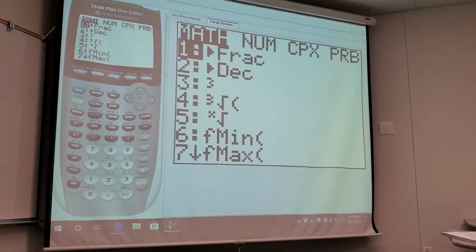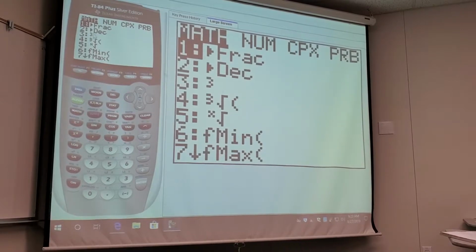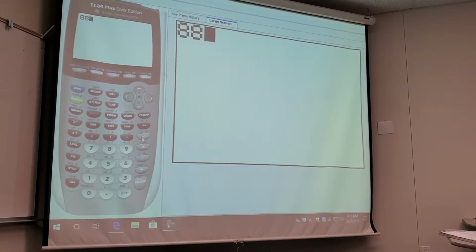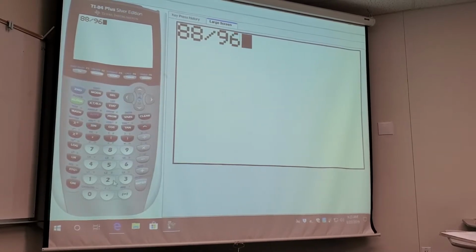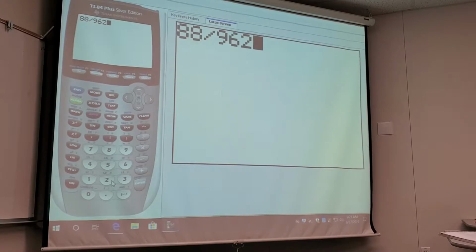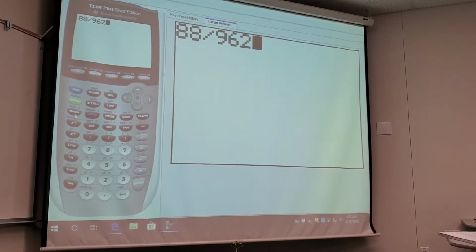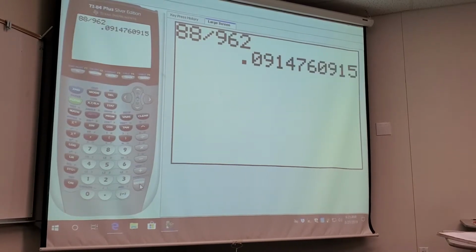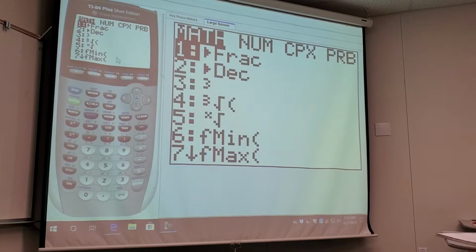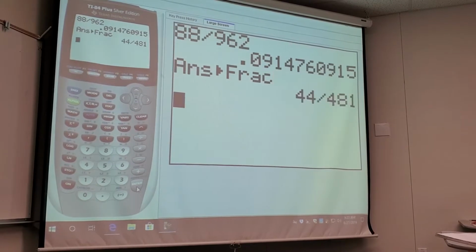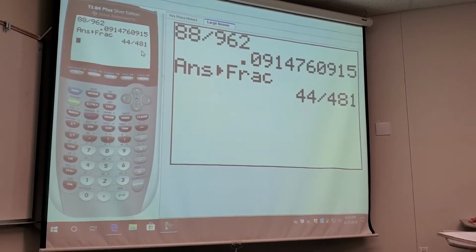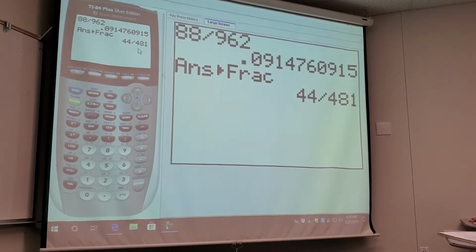Here's something just to show you. You hit the math button. Watch this. If I put 88 over 962, would that reduce? Yes. If I just hit enter, I get a decimal, right? But if I go math, change it to a fraction, it'll put it into lowest terms. Don't you wish you had these in math class?